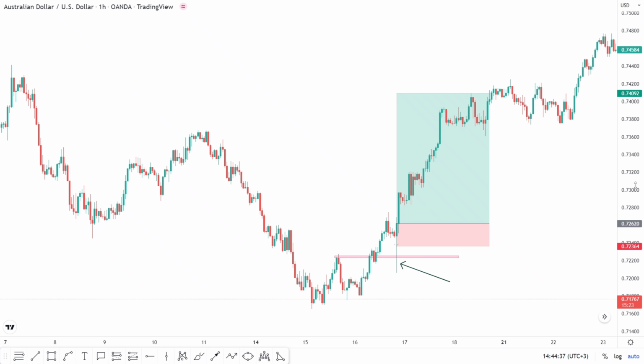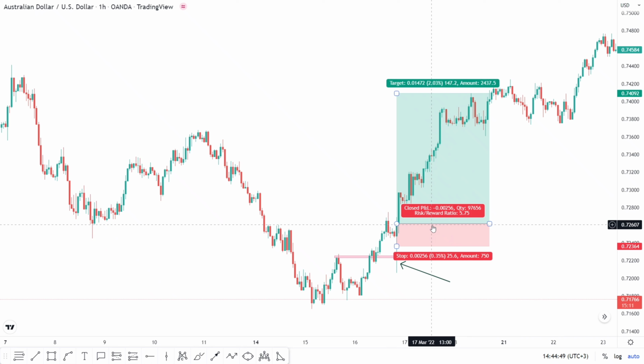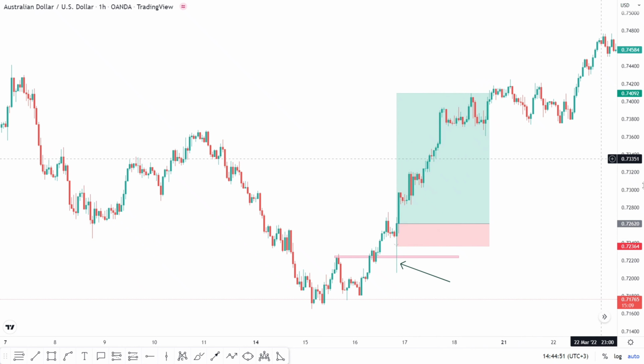Then get other confirmations, like in this case, our confirmation is this rejection candlestick and this candlestick closing as a bullish engulfing. So in that case, we're able to take our trade confidently, and you see the trade played out perfectly. So basically, that's how you trade the M and W pattern.